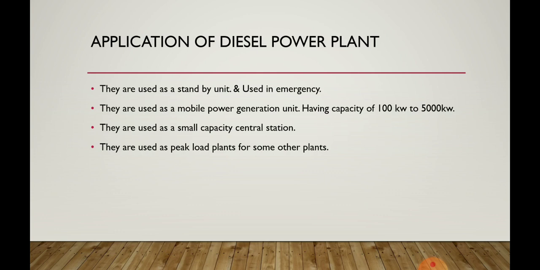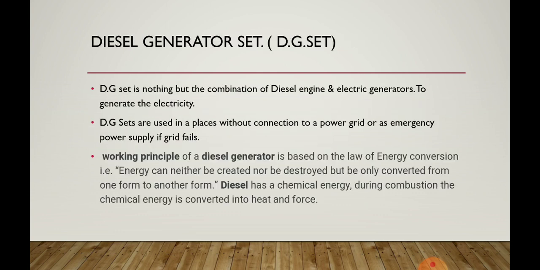And in disadvantages, its operating and maintenance cost is more, and noise is the main problem for the diesel engine power plant. And last one, the capacity of the diesel engine power plant is up to only 150 megawatts. And application, generally they are used for standby units or in emergency. They are used as mobile power generation units having capacity up to 5000 kilowatts, and they are used in peak load plants for some other plants. So these are the applications of the diesel engine power plant.